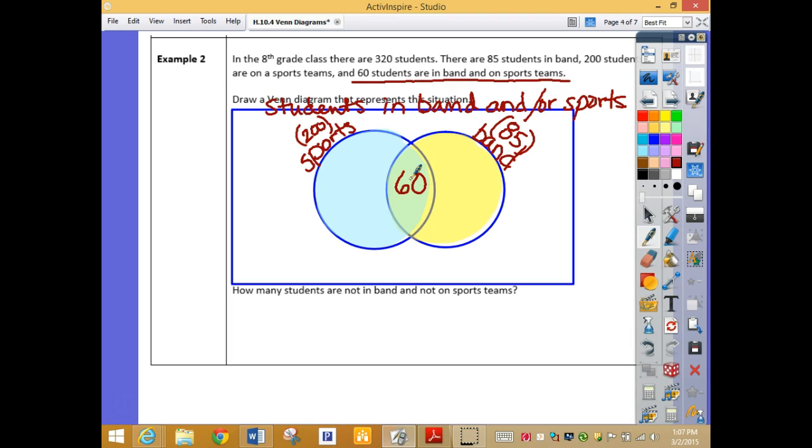Now can we figure out the only? So how many students are in only sports? How am I going to figure that out? Yep. 200 minus the 60 they share. How many are left over? So 140 students that are only in sports. How many are only in band? You would take your 85 minus your 60. How many are only in band?